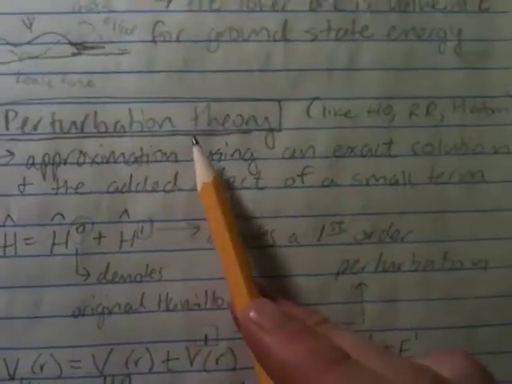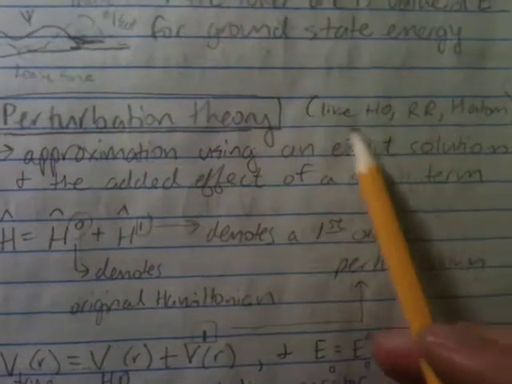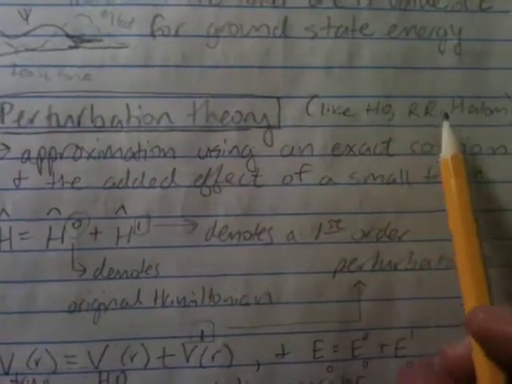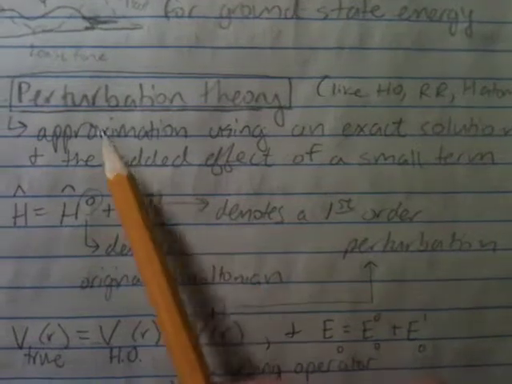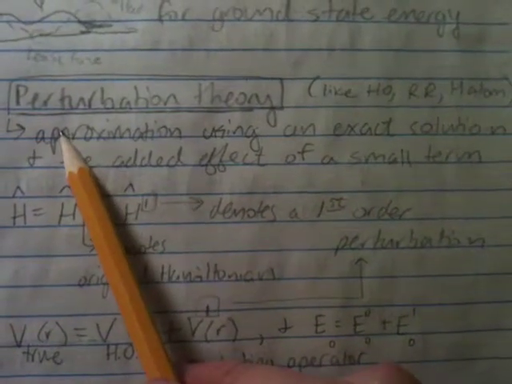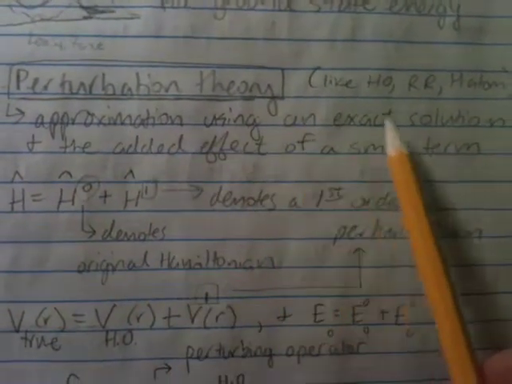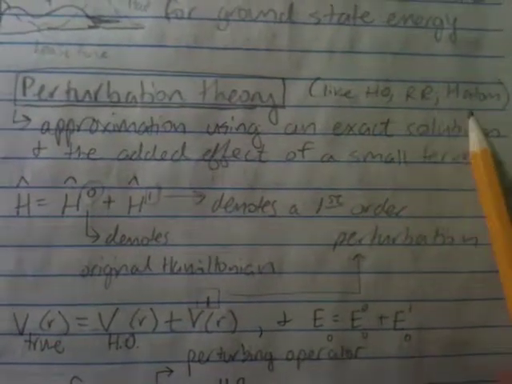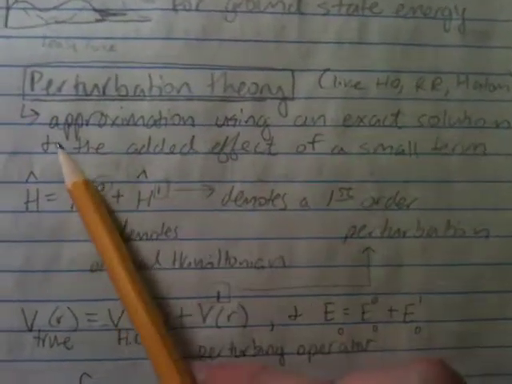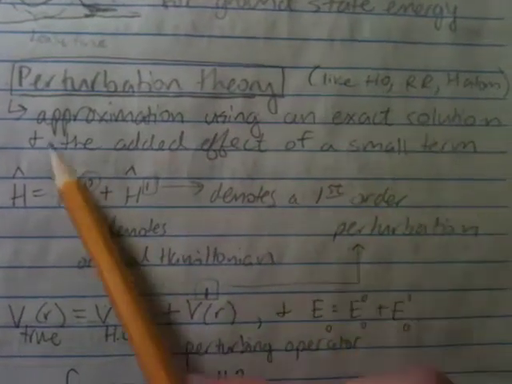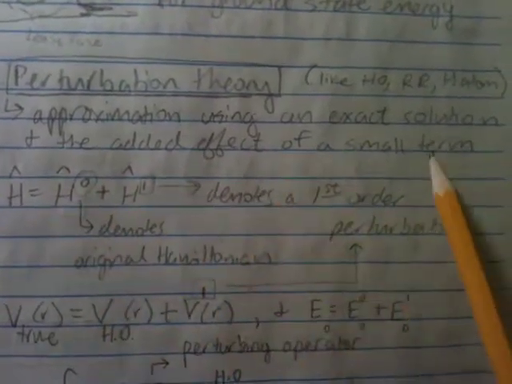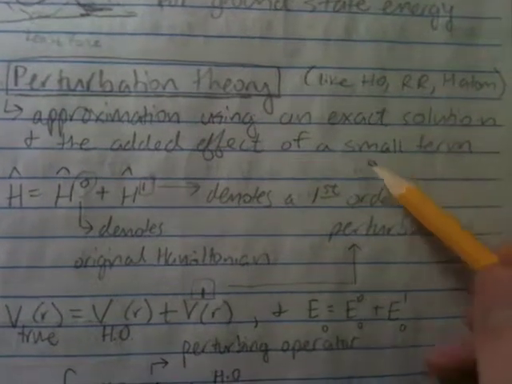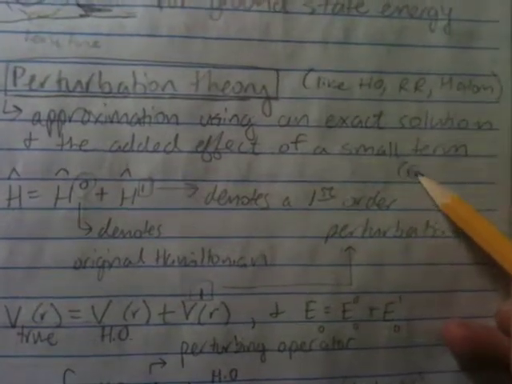So what you're doing in perturbation theory is kind of like using the harmonic oscillator or rigid rotor or hydrogen atom approximations. It is an approximation using an exact solution, so one of these three exact solutions, or any other. You use these exact solutions plus the added effect of a small term from some sort of force, maybe.